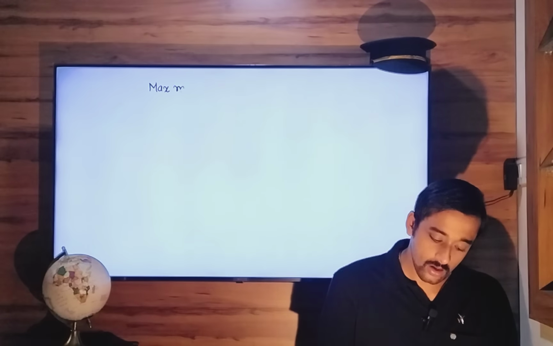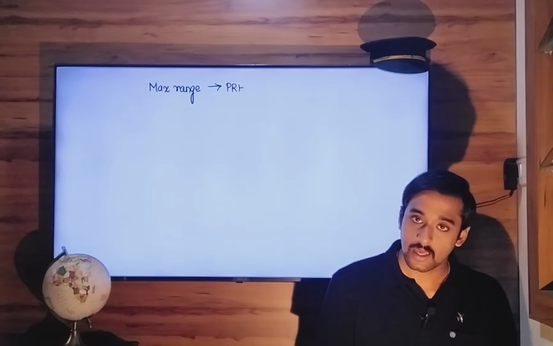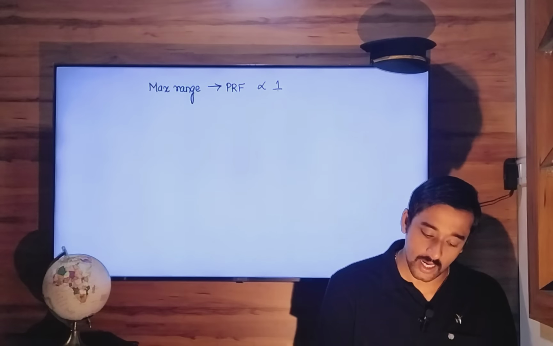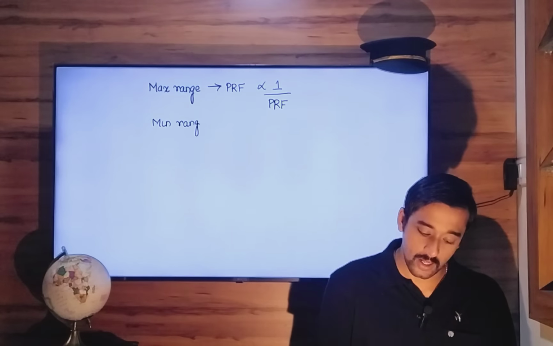The maximum range is limited by pulse recurrence frequency. It is inversely proportional to pulse recurrence frequency. Minimum range is determined by pulse width.